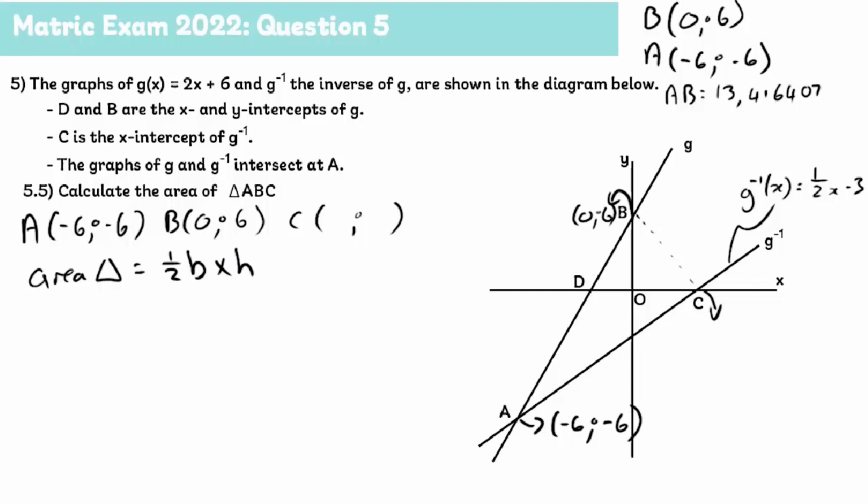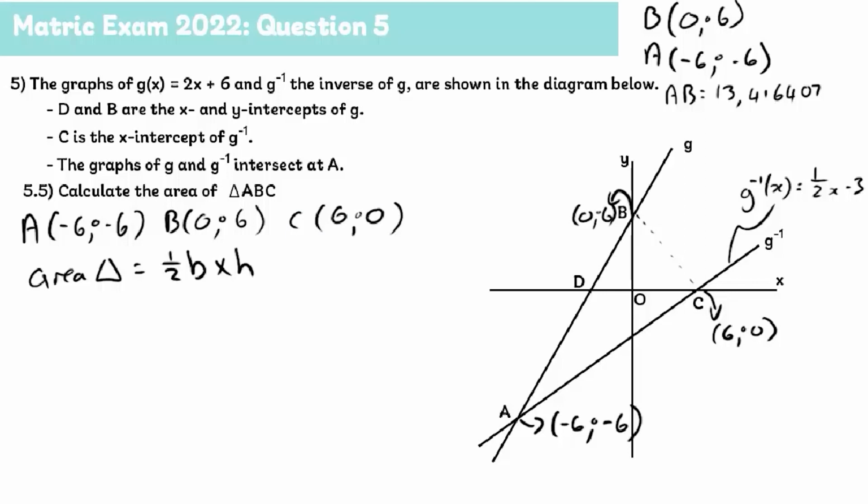So where do we start? We start with calculating the value of C. Now, we know that in g(x), B is equal to (0, 6). Therefore, because g(x) has the inverse, which is g⁻¹, we switch the x and the y values. And we can therefore say that the C coordinate is (6, 0). So I'm just going to add over here (6, 0).